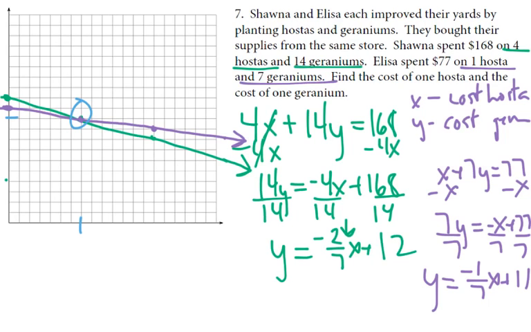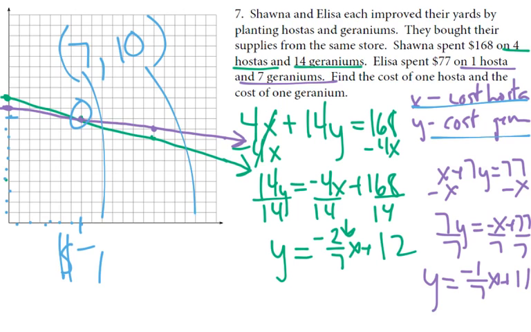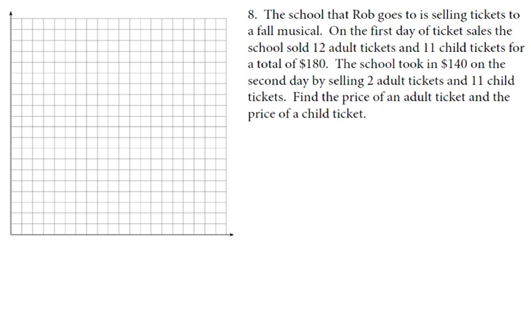Which is what point? 7 for x, 10 for y. So what does that mean? It means the cost of the hosta is $7, and the cost of the geranium is $10. And there we go. Okay, we've got another one, so it's kind of the same process here.